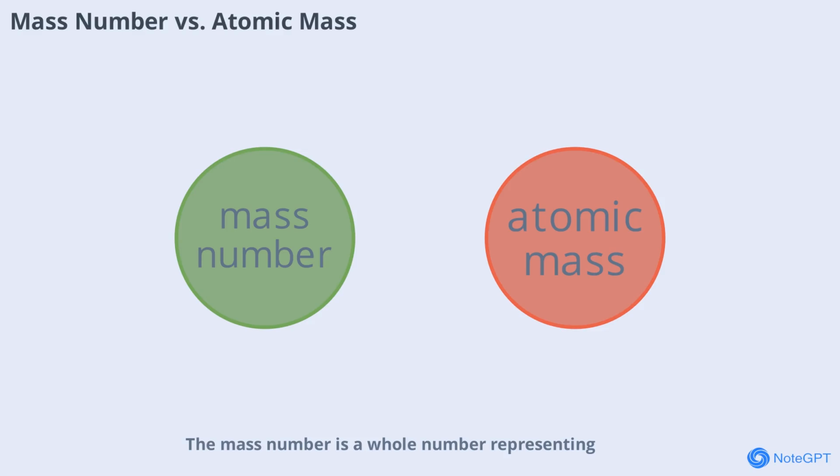It's important to distinguish between mass number and atomic mass. The mass number is a whole number representing the total protons and neutrons in a specific atom, while atomic mass is the weighted average of all isotopes of an element. This distinction is crucial for understanding atomic structure and for performing accurate scientific calculations.